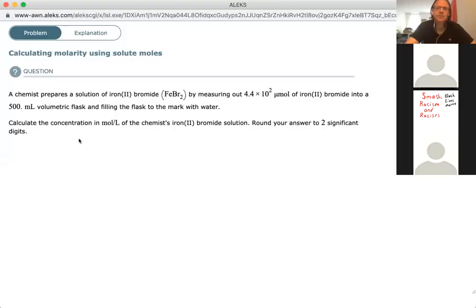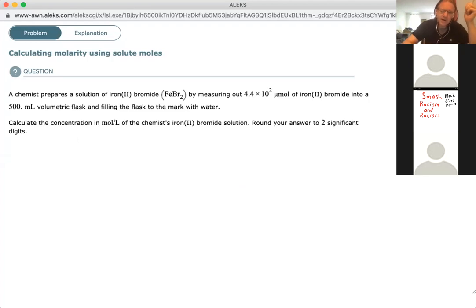Okay, so here's another. Let me share this one. Okay, this is kind of the same thing, right? They give you the units in micromoles and milliliters, so it's really not all that different. It's really just the same thing. So these are all micromoles and milliliters, so they're all about the same. So let's take a look at this one then. This one is a different substance. It's iron 2 bromide. The concentration is 4.4 times 10 to the 2. So that's a larger amount, but it's in micromoles, and then you're going to divide that by the volume.